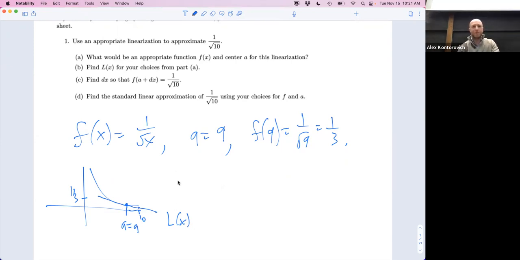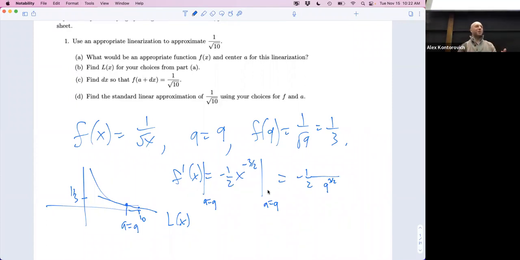So what is L? Well, the derivative of x to the minus a half is minus a half x to the minus 3/2. Is that what you got? And I'm going to evaluate this at a equals 9. Notice I'm not just saying equals negative a half, 9 to the 3/2. Don't just write equals. Don't write equal signs that are false, right? So I'm evaluating this at a equals 9.